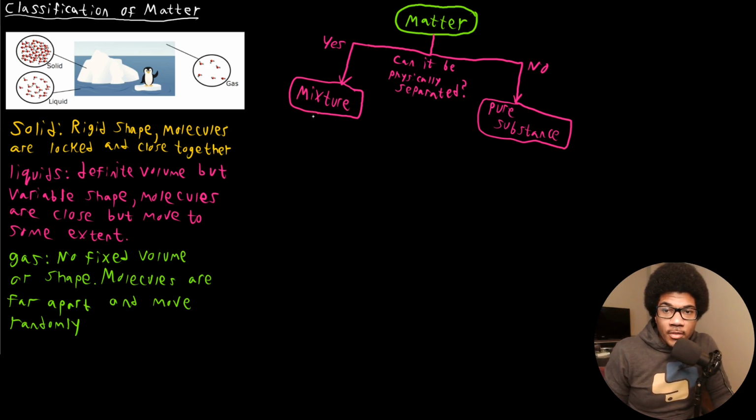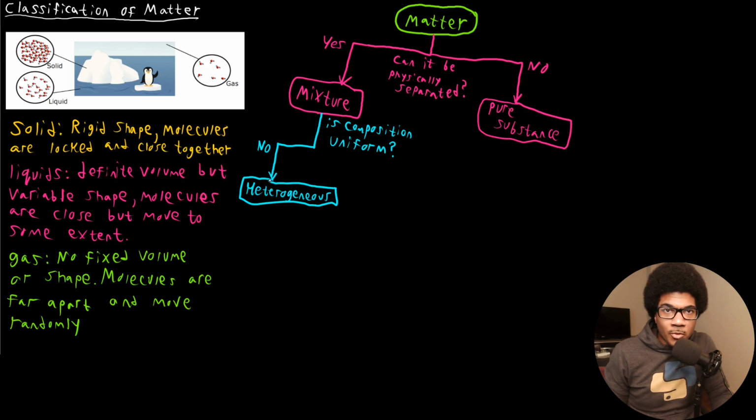Okay, so let's focus in on the mixtures here. So if you've identified your matter as a mixture, you see it can be physically separated, you can ask an additional question in order to add more specificity into what type of mixture you actually have. So the question you're going to want to ask is, is the composition of your mixture uniform? Right, so that just means, can you actually see any differences in the components of your mixture? If your answer to this question is no, if the composition is not uniform, then that means you have a heterogeneous mixture. Right, your mixture is heterogeneous. That means that it's not uniform throughout. You actually can see different components in the mixture.